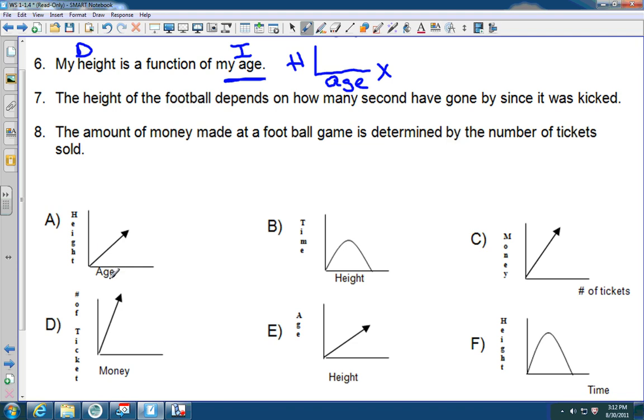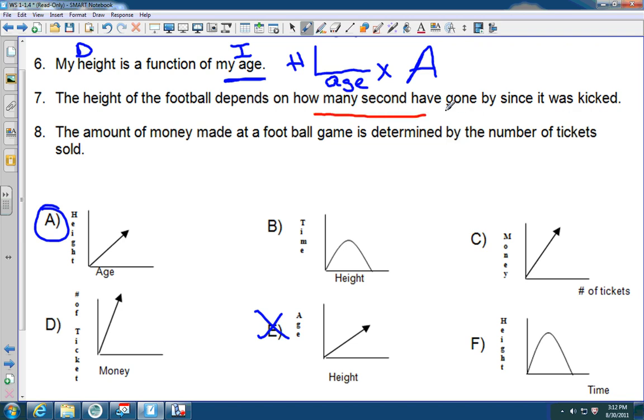Well, let's see, age and height. This one has age and height, but height's down here at the bottom. It can't be E. So this one, the answer must be letter A. Let's see if I can write it up here. Yep, letter A. The next one, the height of the football depends on how many seconds have gone by since we kicked it. How many seconds?